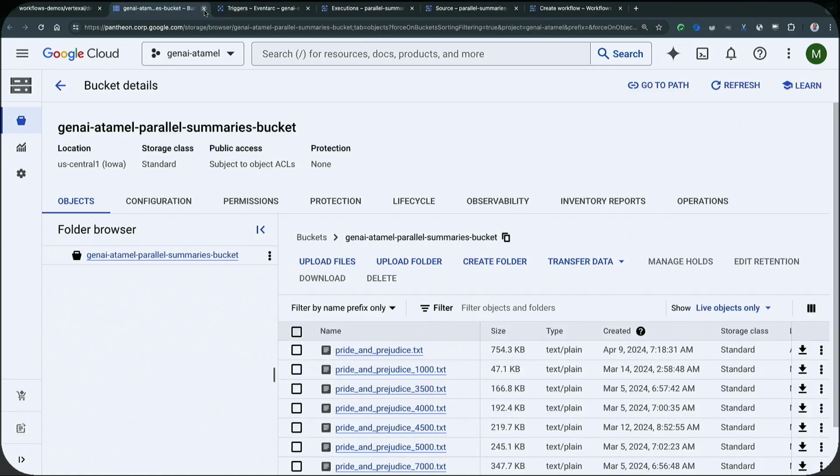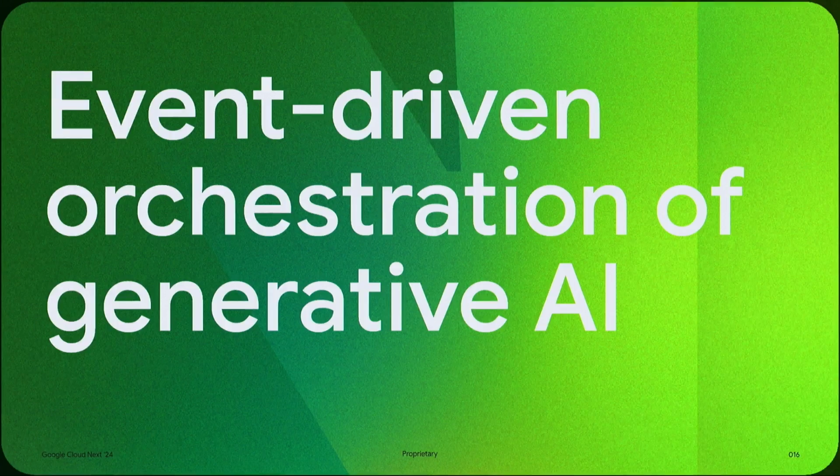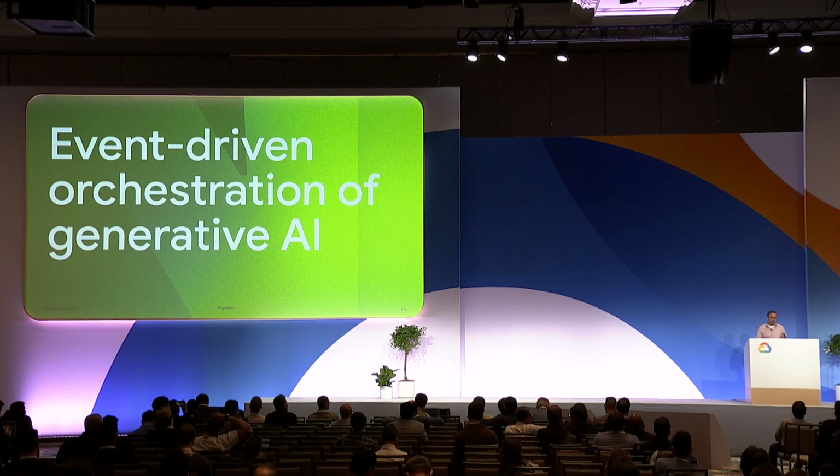So this is basically how you can call generative AI from workflows and how you can parallelize them and how you can also add error checking around it using the retry policies of workflows. So that's pretty straightforward. But the beauty of workflows is not to make these calls, but to make these calls and connect generative AI to other parts of Google Cloud. So in this example, I want to show you one example of that.